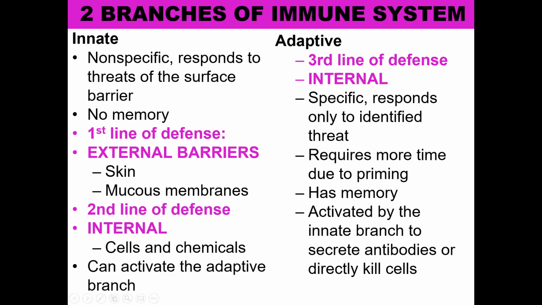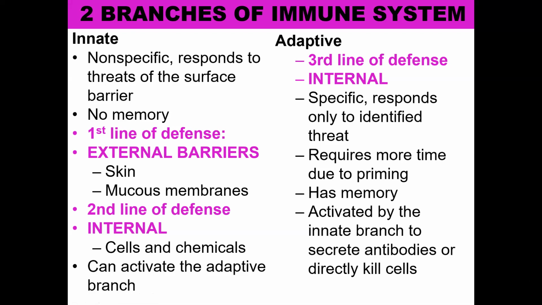The innate has no memory, which means it's not going to remember if it's seen this pathogen before. It's going to respond the same way. The adaptive branch does have memory. It takes a little time for that to develop, but it does have memory so that when it responds the second time, it will respond quicker.